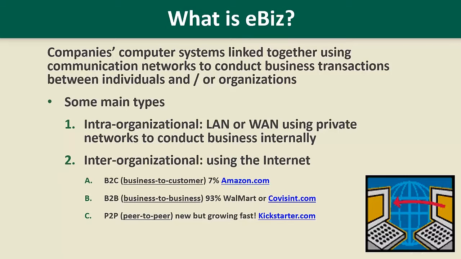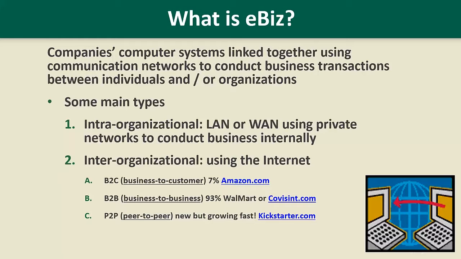There's three types of these we'll mention: B2C, B2B, P2P. B2C, business to customer. Example here is Amazon, where you as a customer order a book or some item from Amazon. And this is only a small part of the e-business traffic. It's about 7%. Most e-business, around 93%, is B2B, business to business.